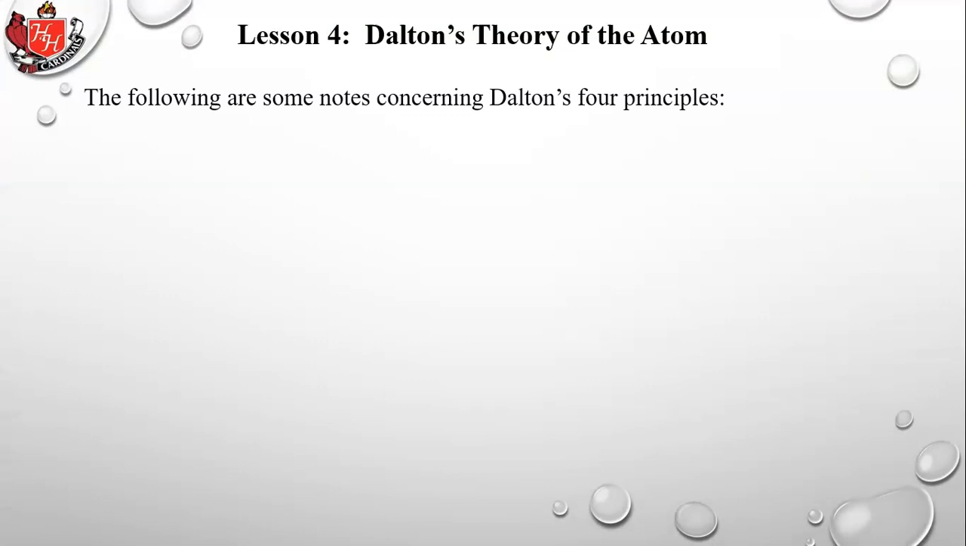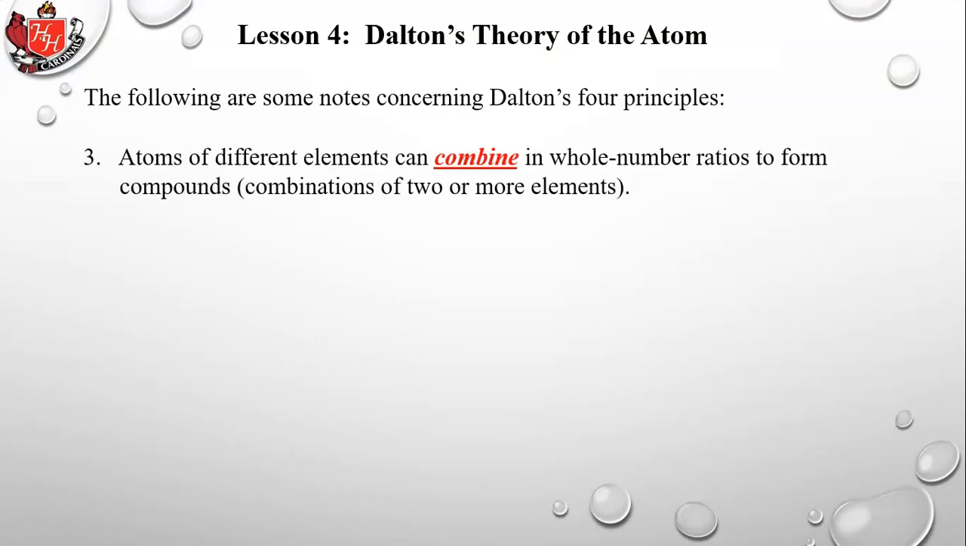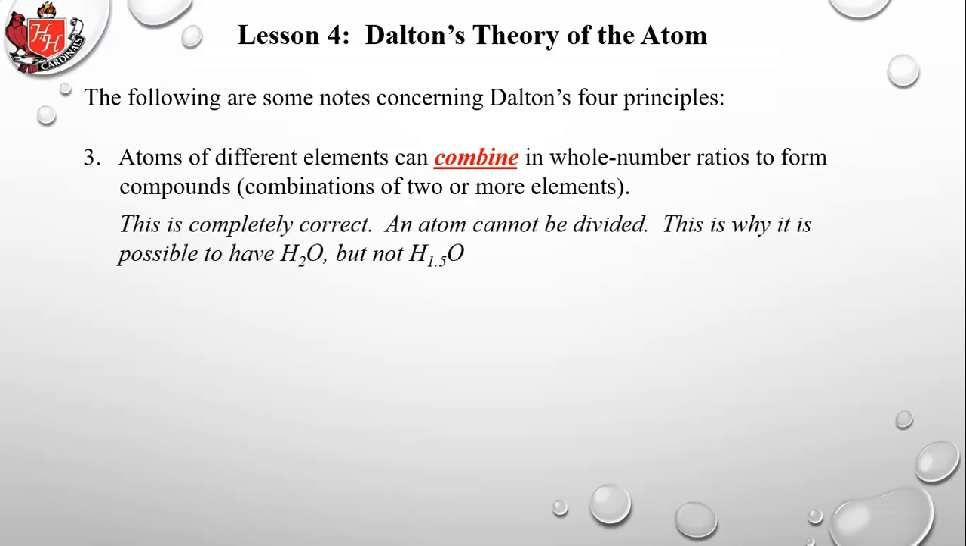The following are some notes concerning Dalton's 4 principles. Number 3, atoms of different elements can combine in whole number ratios to form compounds, combinations of 2 or more elements. So this is completely correct. An atom cannot be divided. That's why it's possible to have H2O but not H1.5O. It has to be a whole number of atoms that combine to form new elements or new compounds.